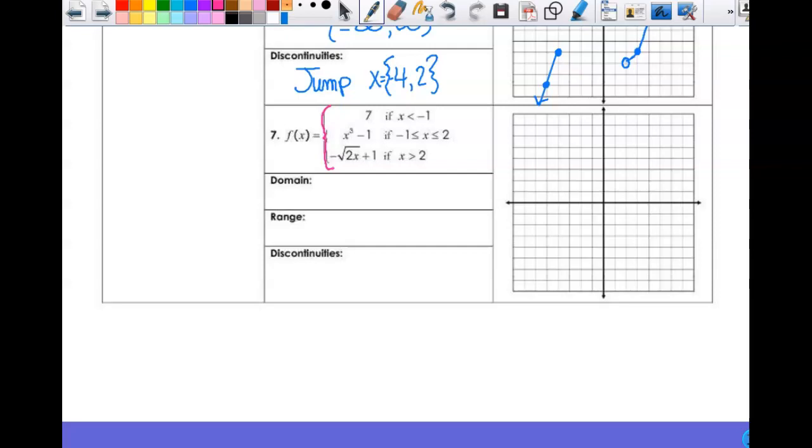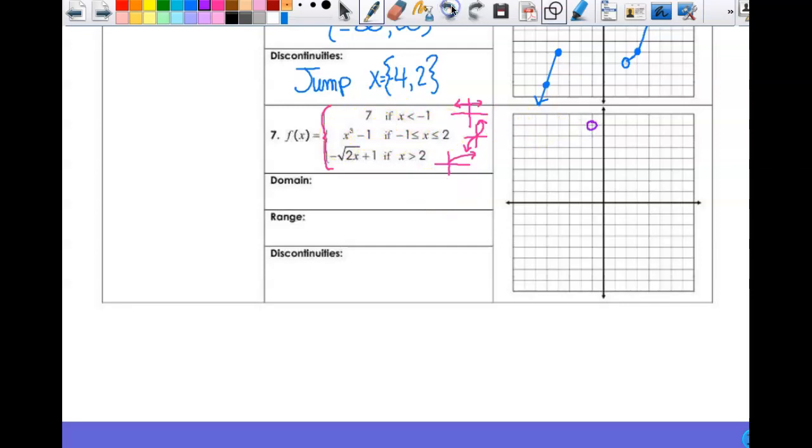So for my piecewise function, I have a constant function, which should be up there at 7, a cubic, and a square root. So let's start with the constant. If x is less than -1, I'm going to put the endpoint at -1, going to 7. It's an open circle since it's less than and not less than or equal to. It's a constant. This is basically y equals 7.